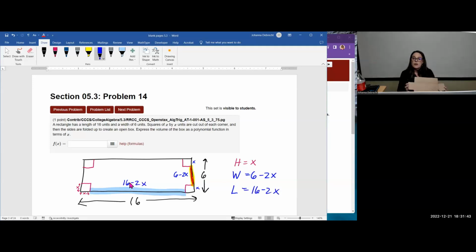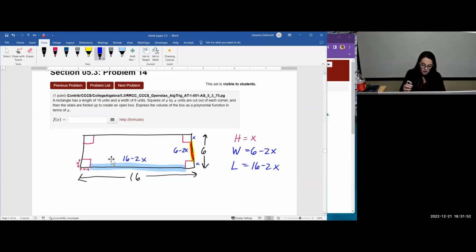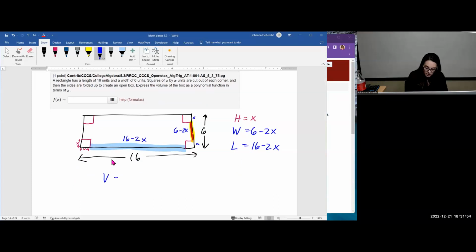So how do you find the volume of a box? Length times width times height. Now that we've written everything down, we can express the volume of the box. The volume is equal to length times width times height, or whatever order you want to multiply in. I'm going to write x, 6 minus 2x, and 16 minus 2x. And that represents a polynomial function, because each of those factors is a polynomial.